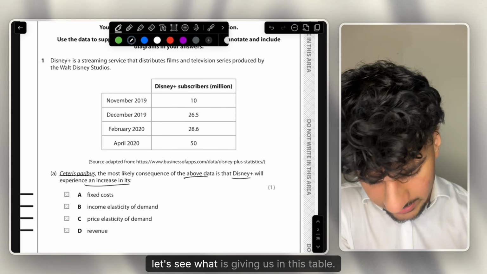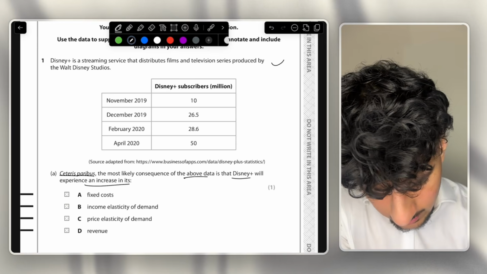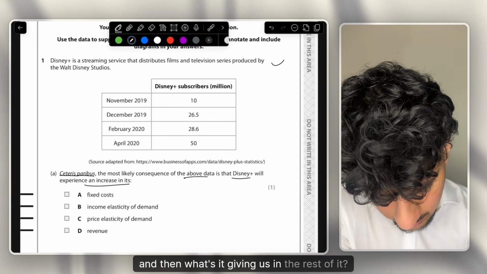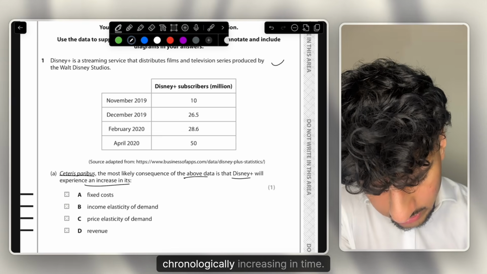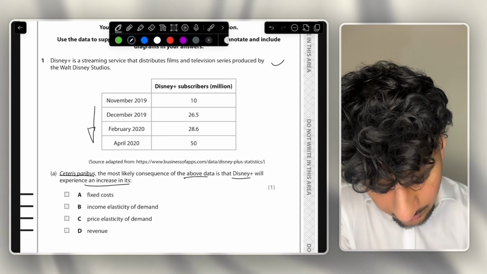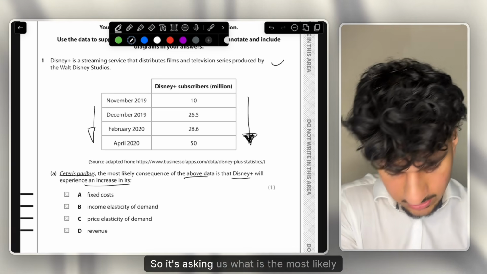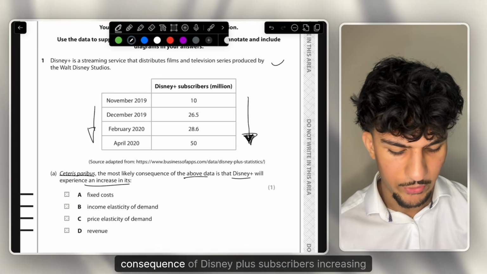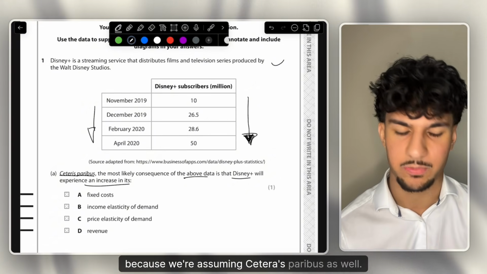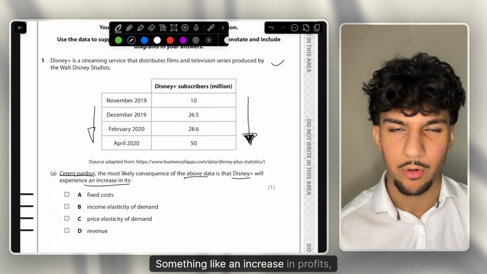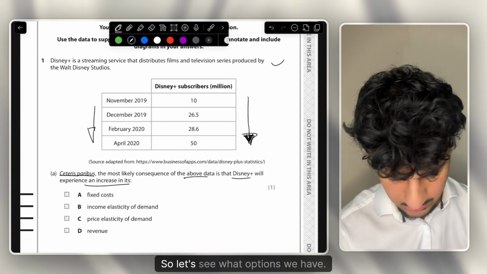Okay, let's see what is given to us in this table. So Disney Plus, nothing really there. And then what's it giving us in the rest of it? So Disney Plus subscribers in millions, chronologically increasing in time, and also the subscribers are increasing in millions. So it's asking us what is the most likely consequence of Disney Plus subscribers increasing in millions. Because we're assuming ceteris paribus as well, I'd probably say something like an increase in profits, increase in revenue, increase in sales, something like that. So let's see what options we have.